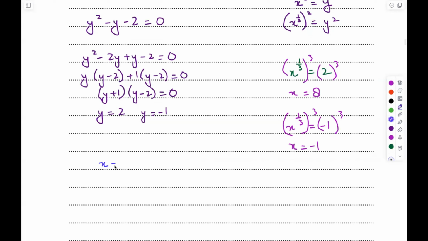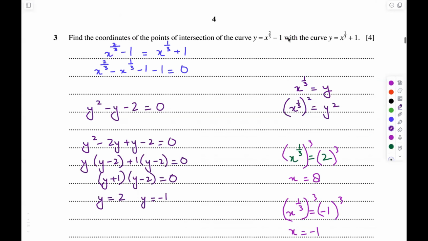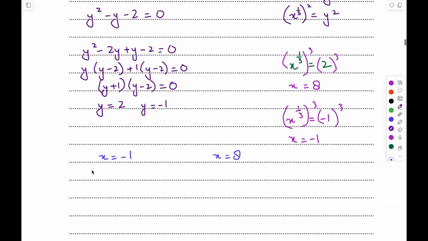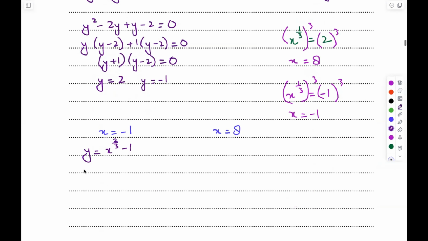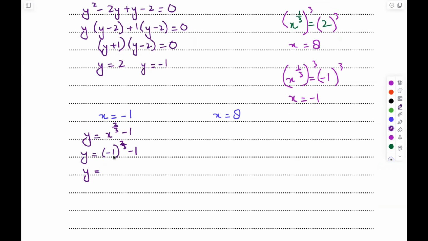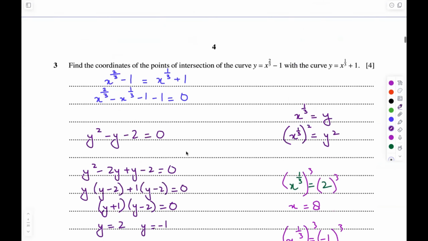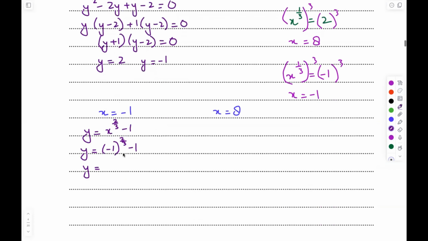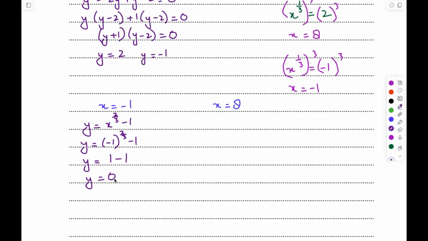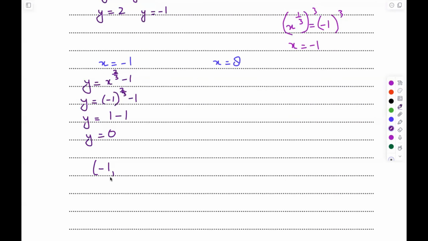Now, once we have the x values as minus 1 and 8, to find the y coordinates, we can use either of the two equations. So using the equation y equals x to the power 2 upon 3 minus 1, substituting x equals minus 1, we'll get minus 1 to the power 2 upon 3 minus 1, so that will become y. The cube root of minus 1 will become minus 1, and minus 1 whole squared will become plus 1. So this will become 1 minus 1. The y coordinate will be equal to 0. So one of the points of intersection will be minus 1 comma 0.